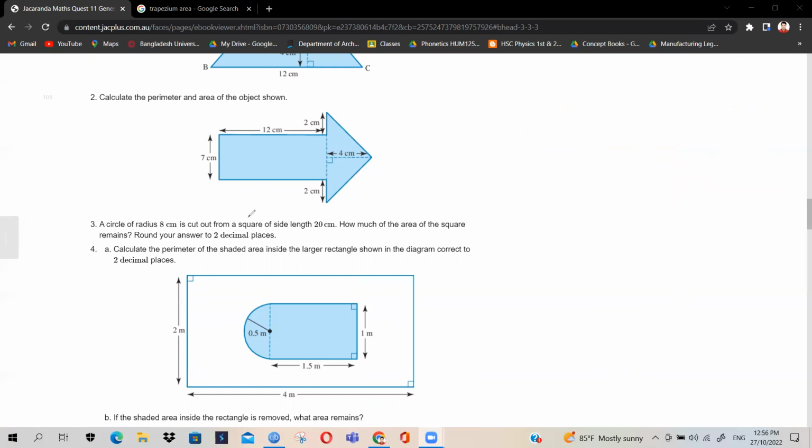Now calculate the perimeter of the shaded area inside. What is the shaded area? The blue area is the shaded area, inside the larger rectangle shown in the diagram, correct to 2 decimal places. Tell me, would you be able to do this one? There's just one twist. Which question? This one, question 4. Is it the perimeter of the shaded region?